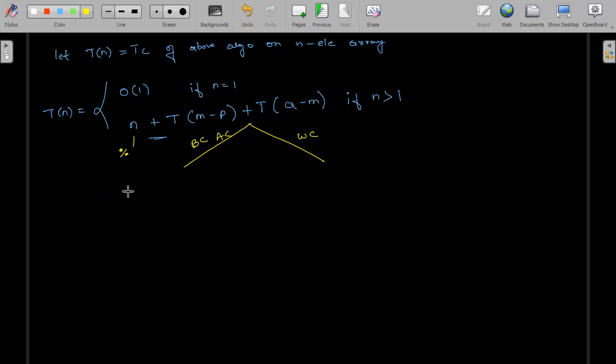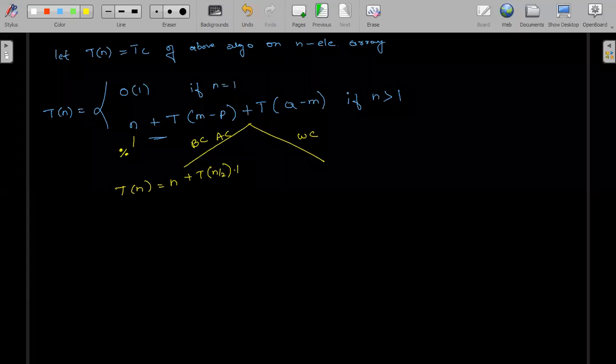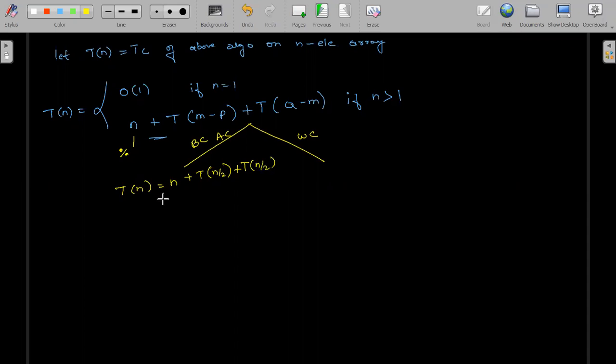Now let's take T of n. So that is equal to n plus T of n by 2. Suppose if it is like that, if you do the division and you get the element at the exact middle, that time I will do n by 2, n by 2. So finally you will get 2 T of n by 2 plus n. Yes or not? Just I'm saying the best case as well as average case.